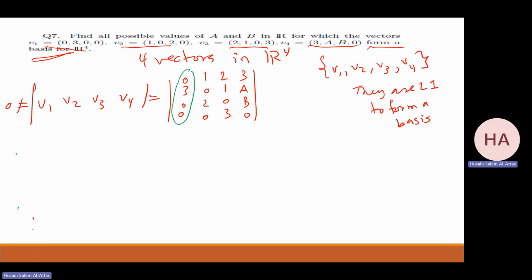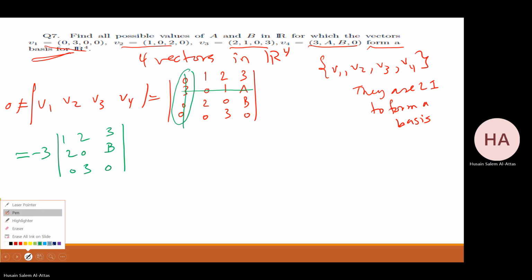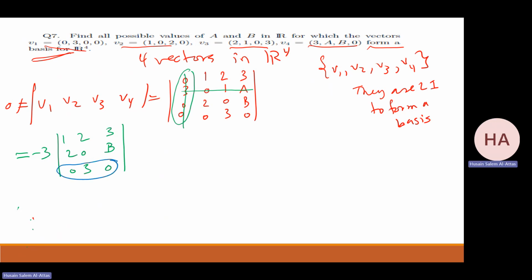So what we have is minus 3. I cancel this row and this column, and the rest is 0. So I have 1, 2, 3, 2, 0, B, 0, 3, 0. Now which one will I take? I'll take the third row, since I have more zeros here. So that will be minus 3, positive, negative, times minus 3. I cancel this with this.